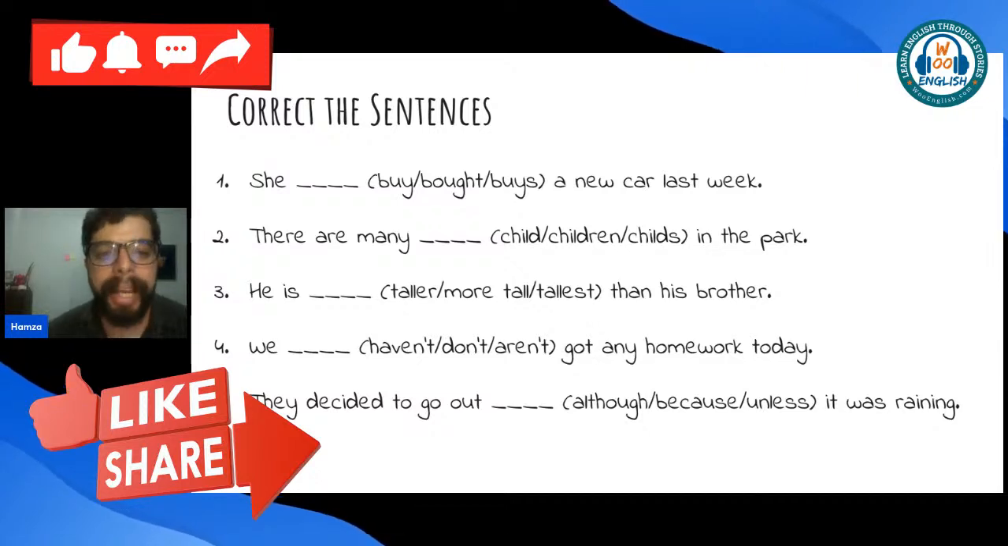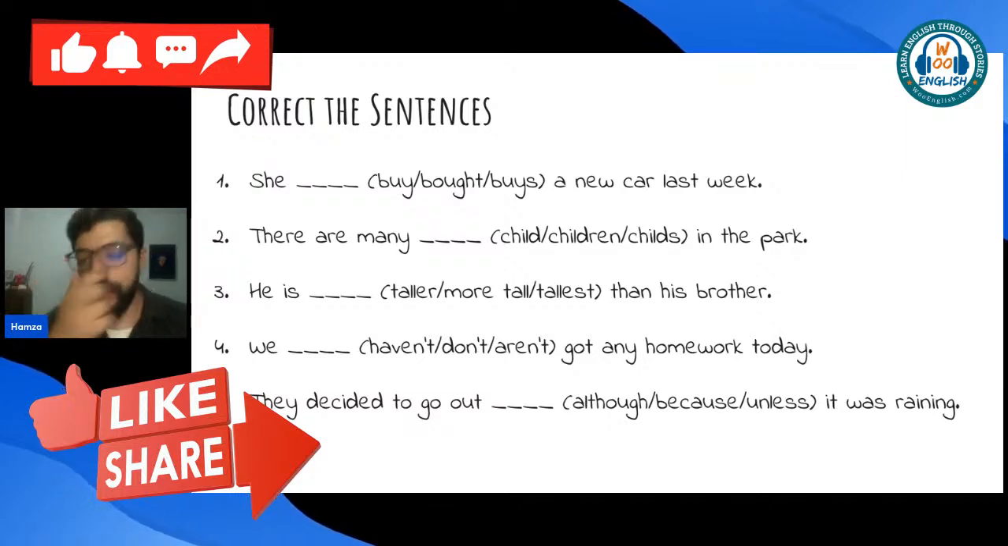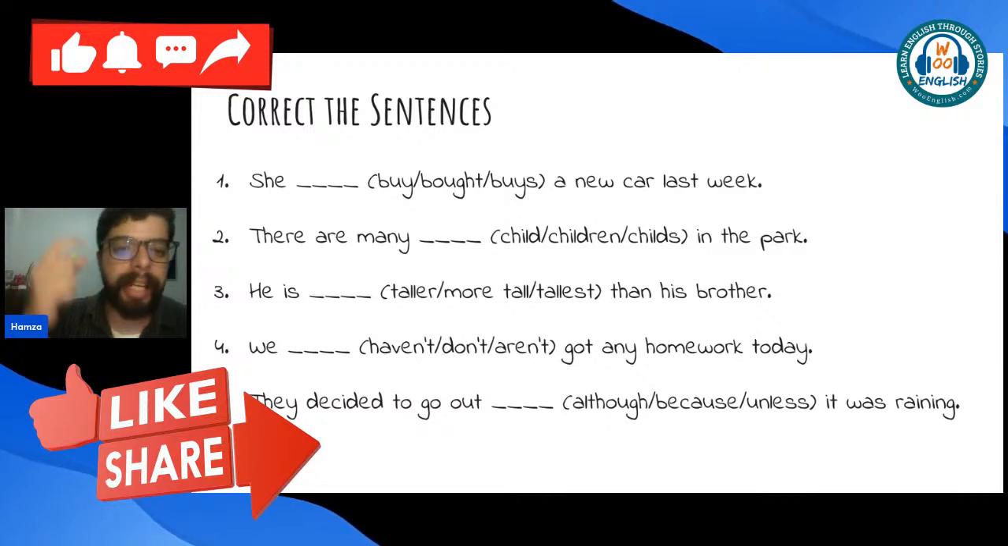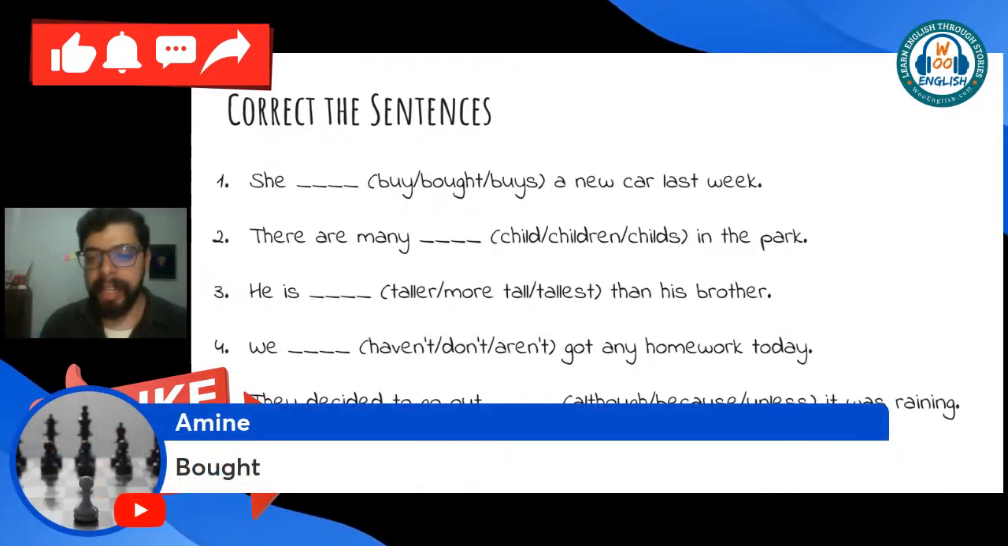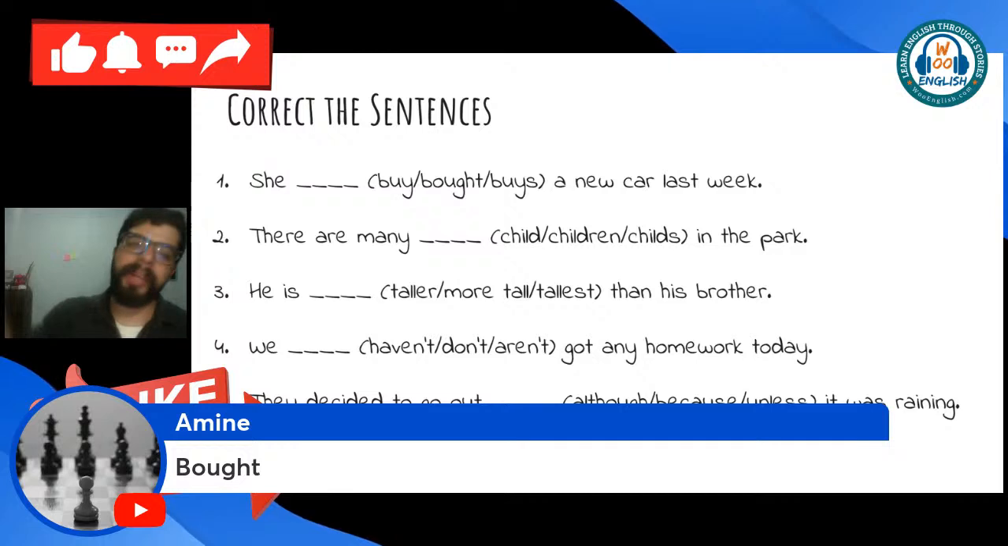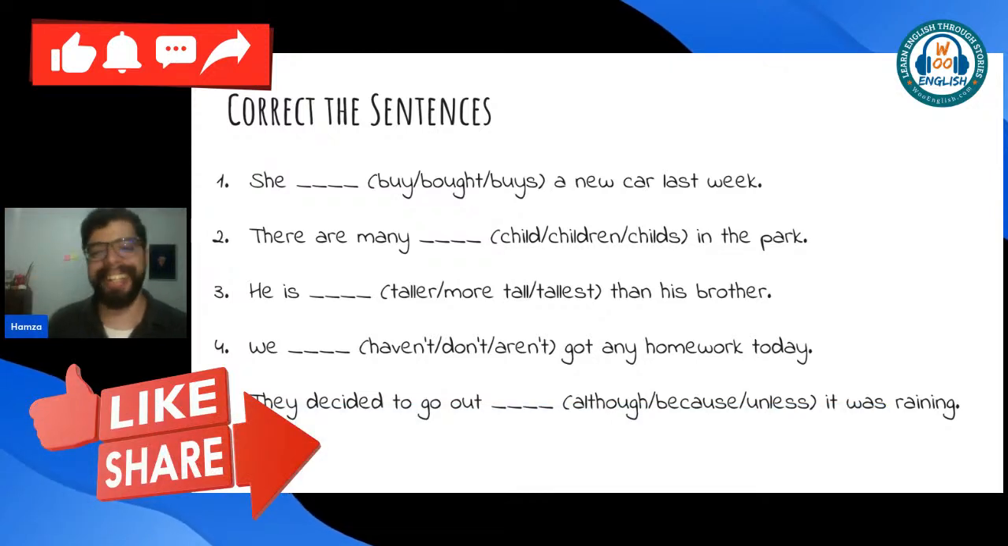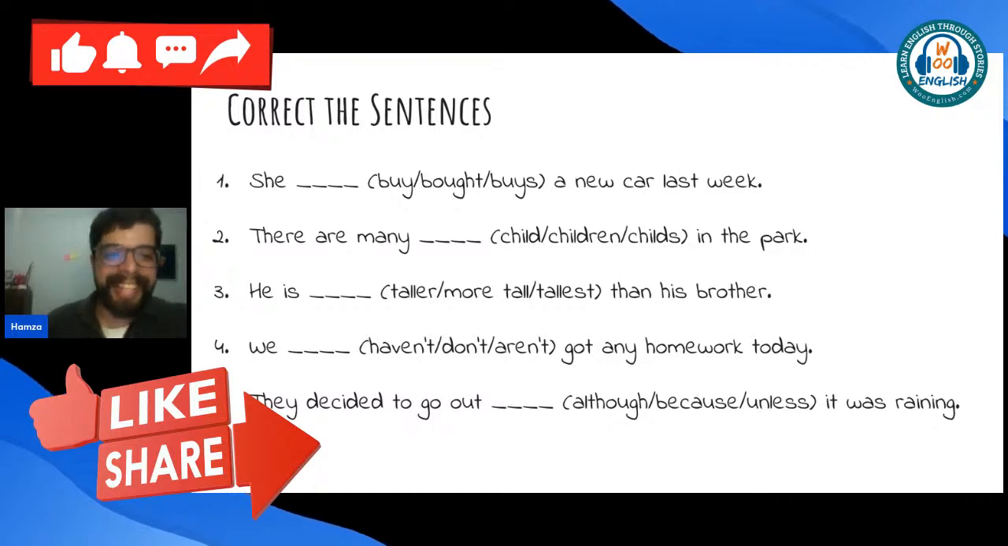She bought buys a new car last week. So here basically it's not to correct the sentences, but rather to choose the right answer. Amin says bought. Amin is very fast. Amin is already in sentence number 2. Amin, slow down, my man. Slow down.